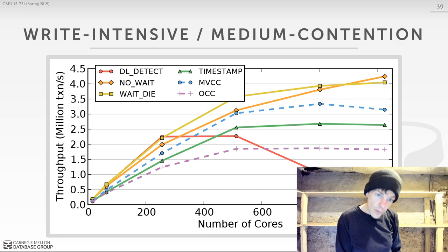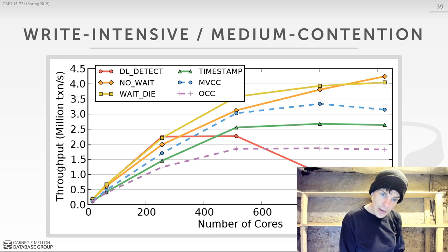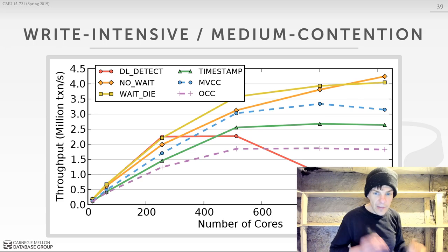But now we're going to start adding writes to our workload, and we can increase the amount of contention in it. Increasing the contention means that a larger portion of the transactions are going to access some subset of the database. I think this one is 60% of the transactions accessing 20% of the database.